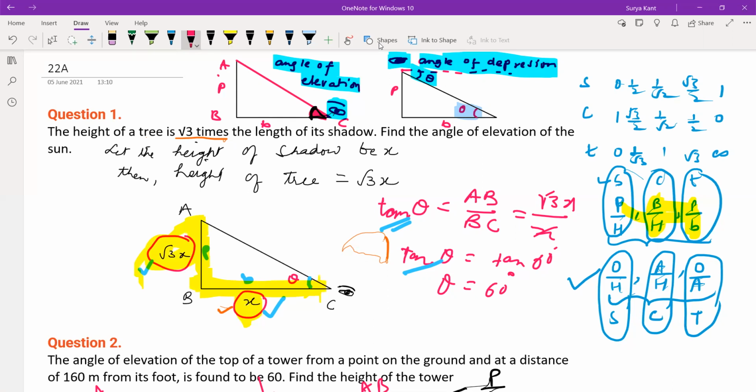If you see from here down, which one is the perpendicular? This front part is the perpendicular, and this one is the base. The relation between perpendicular and base is tan theta. So tan theta we can write as AB by BC, or √3x by x. So x will get cancelled. So the answer is 60 degree. Anyone having doubt in this?